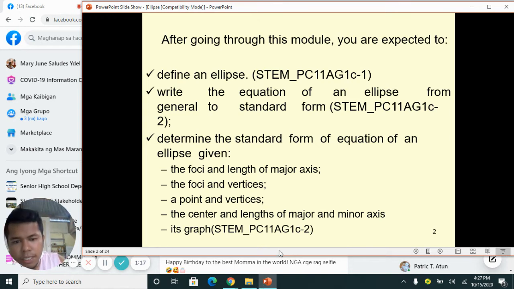And we're going to determine the standard form of the equation of an ellipse given the foci and length of major axis. We have also the foci and vertices, point and vertices, and the center and lengths of major and minor axis and its graph. So the examples I will give will be based on these given data of the ellipse.